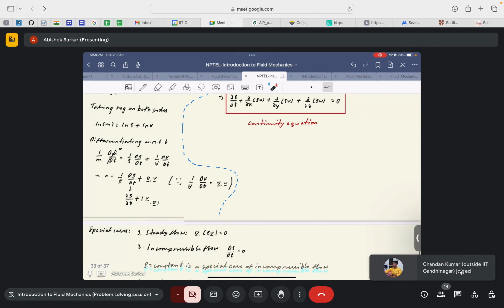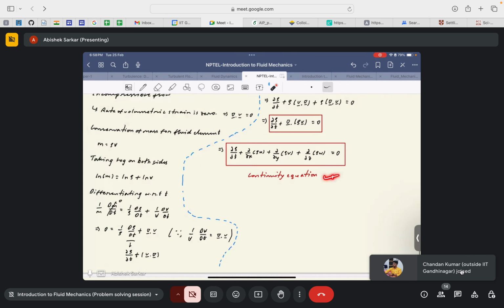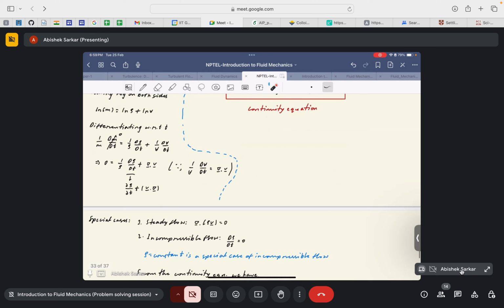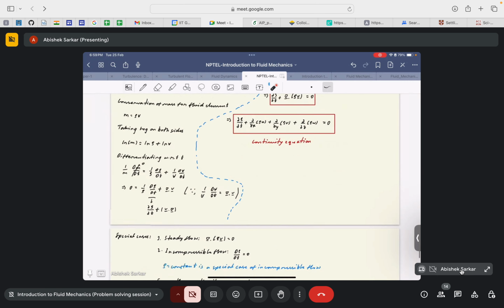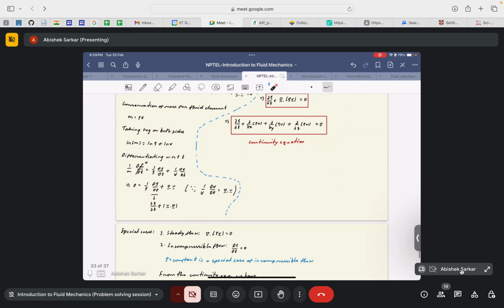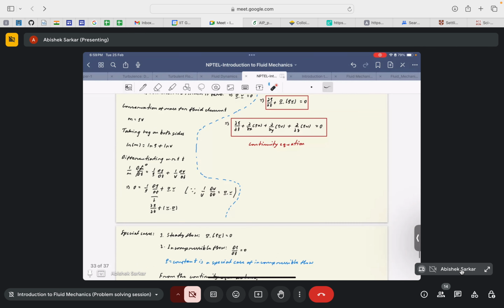Now let us consider some special cases of this continuity equation. For steady flows, this term will go away. So we'll have nabla dot rho v is equal to 0. And for incompressible flow we have that d rho by dt, or a change in the density with time, is 0, or a net change in density is 0. Basically we say the variation of density is 0.